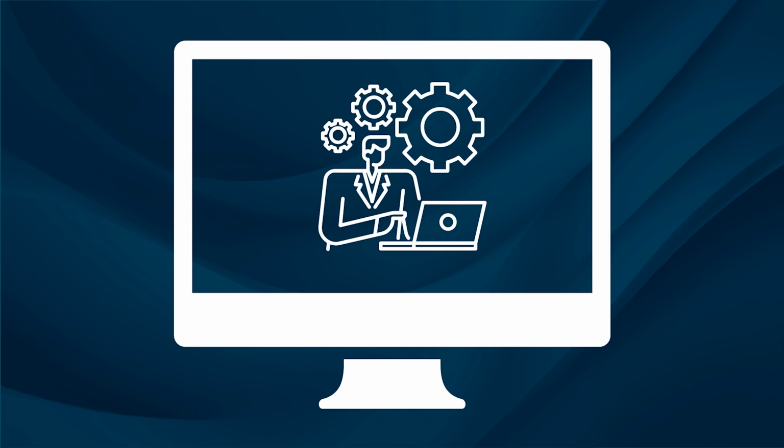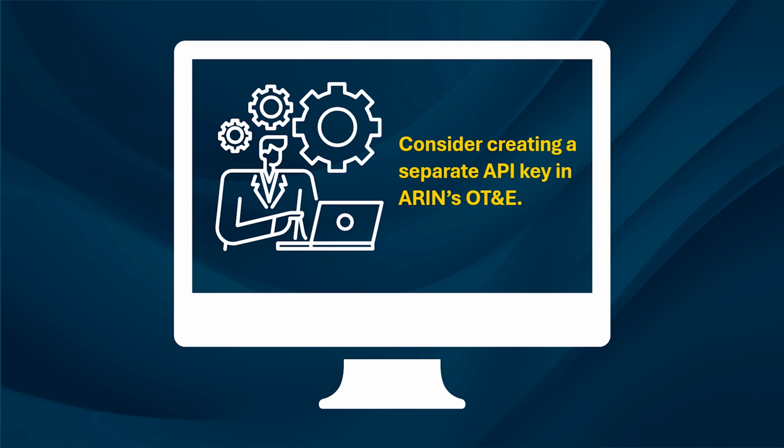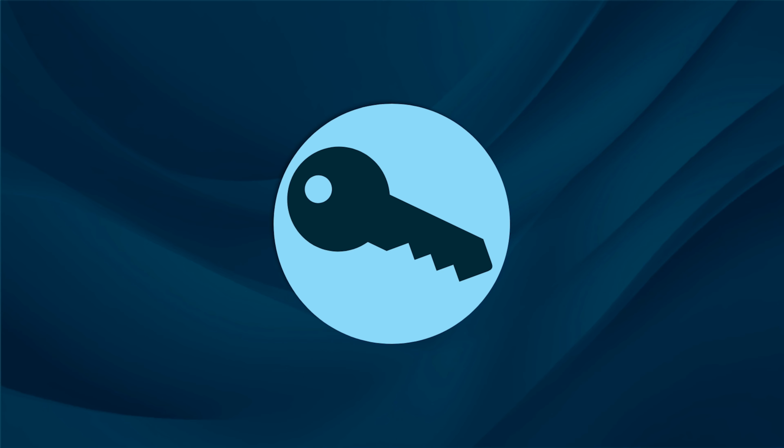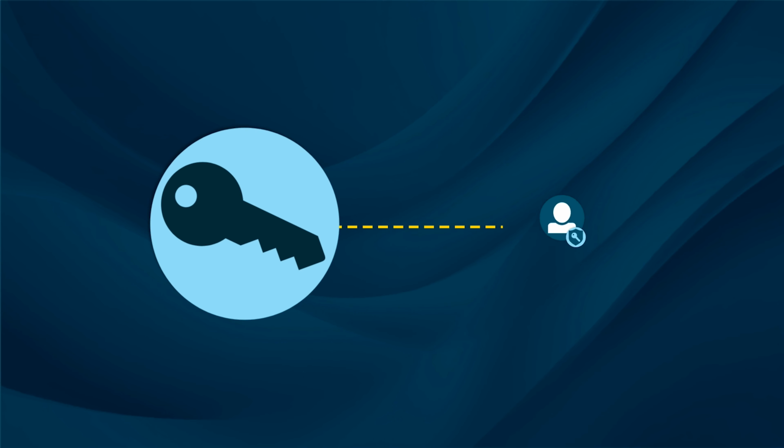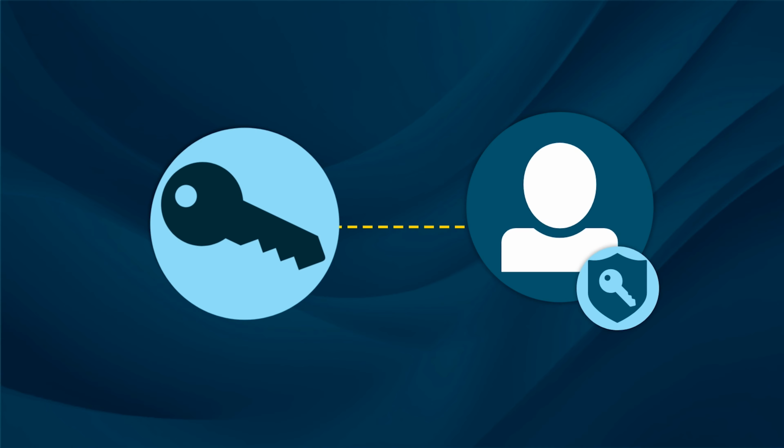If you're developing or testing your integration, consider creating a separate API key in ARIN's Operational Test and Evaluation, or OT&E, environment. API keys created in OT&E can only be used in that environment and cannot be used in production, making them a safe choice for development and testing. Once you have an API key, you're ready to begin managing records with Reg-RWS.